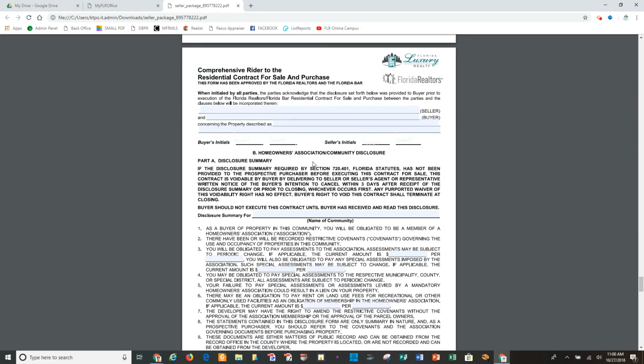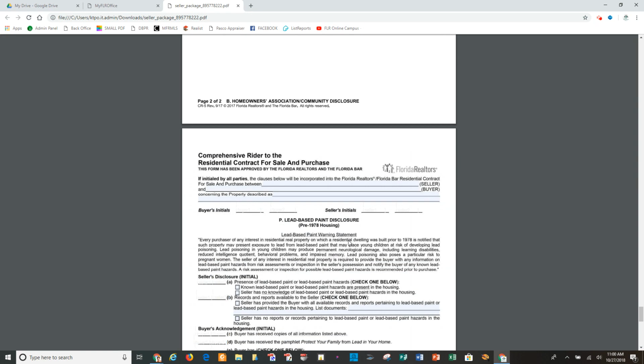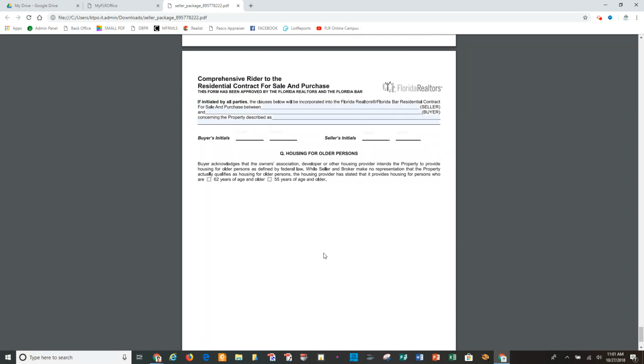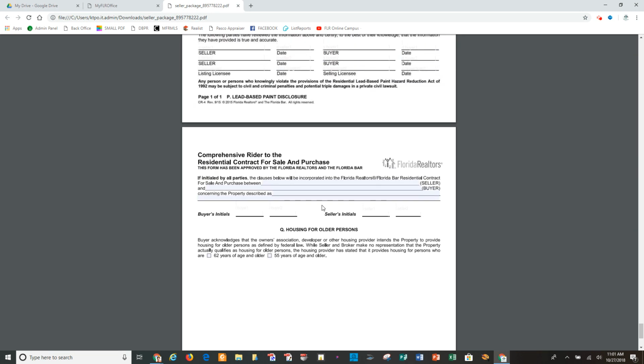And then we said it was an HOA, so the HOA disclosure. We said that it was built before 78, so the lead-based paint disclosure. And then we also said it was in a community for folks that are 55 years or 62 years or older as an HOA requirement. So this is that disclosure form as well.